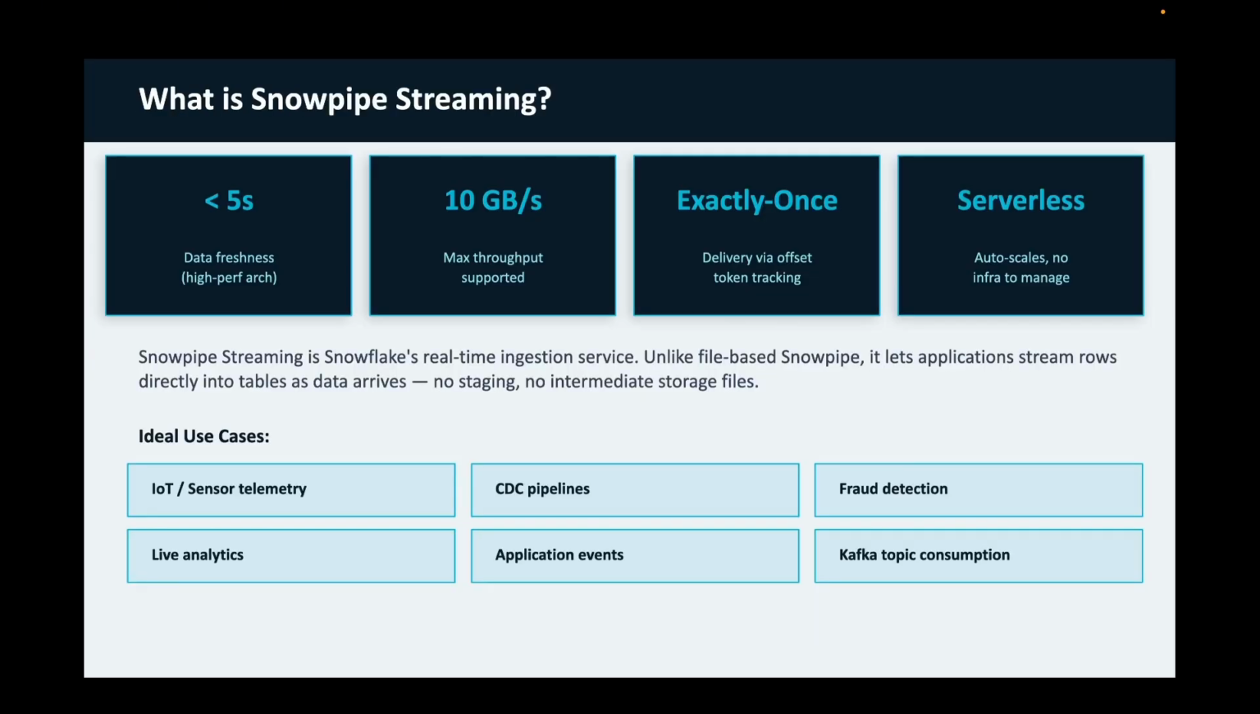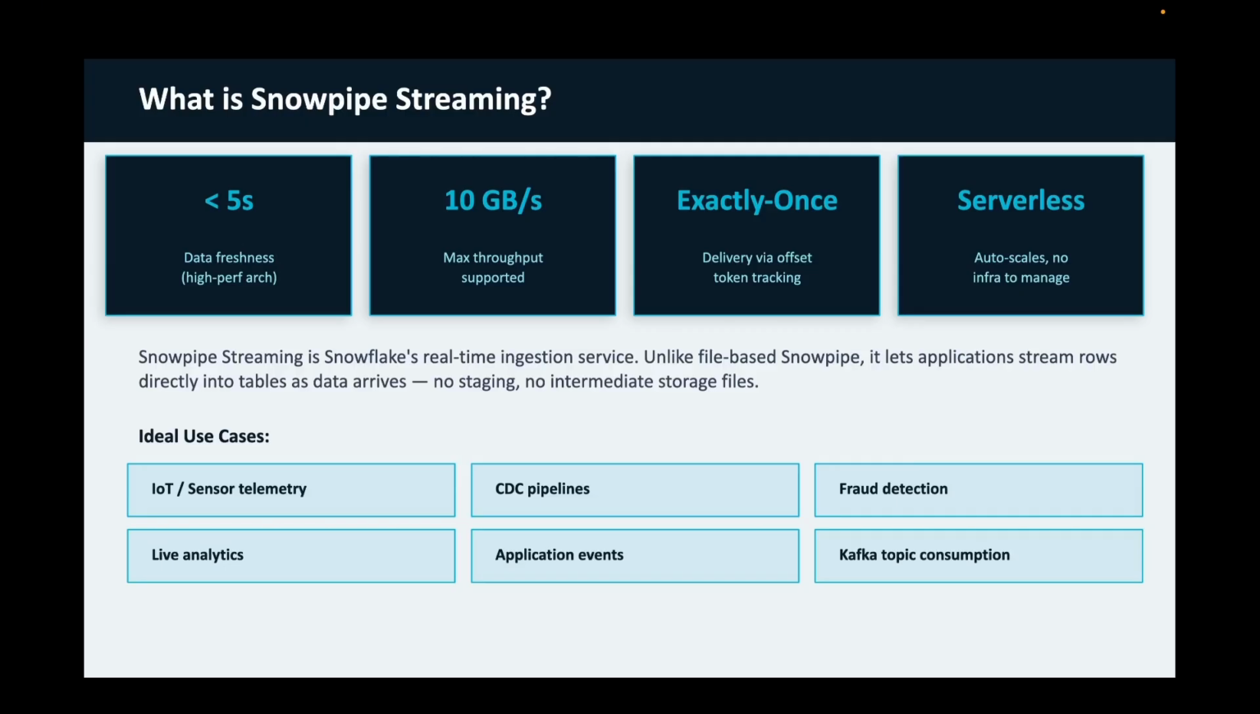What is Snowpipe streaming? It is Snowflake's real-time ingestion service. Unlike file-based Snowpipe, it lets applications stream rows directly into tables as the data arrives. There is no staging required, no intermediate storage files. Data freshness: you would see the data in the target in less than 5 seconds. So that is why you can say it is close to near real time.